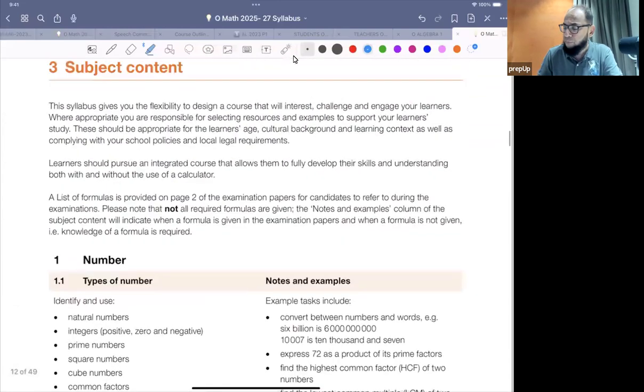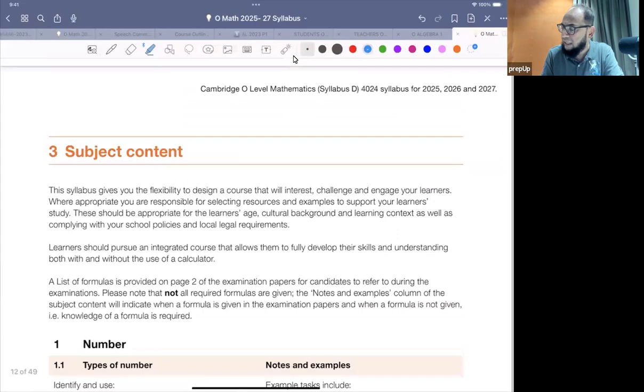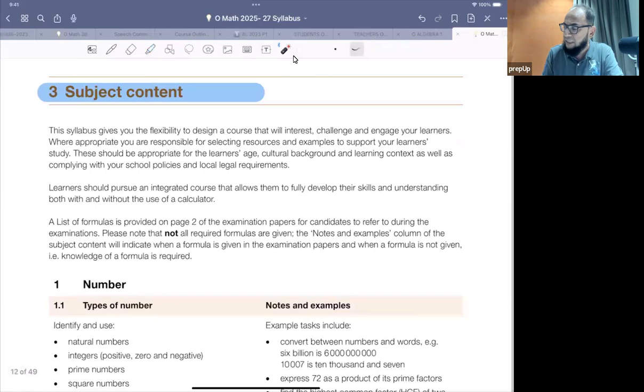So now that's where the syllabus starts. That is the subject content. The syllabus gives you the flexibility to design a course that will interest, challenge, and engage your learners. Where appropriate, you are responsible for selecting resources and examples to support your learners' study. These should be appropriate for the learner's age, cultural background, and learning, as well as complying with your school policies and local legal requirements. Learners should pursue an integrated course that allows them to fully develop their skills and understanding, both with and without a calculator.